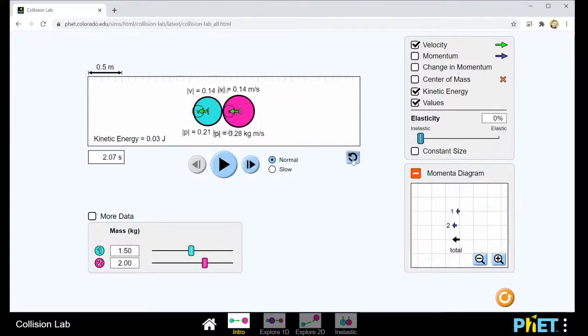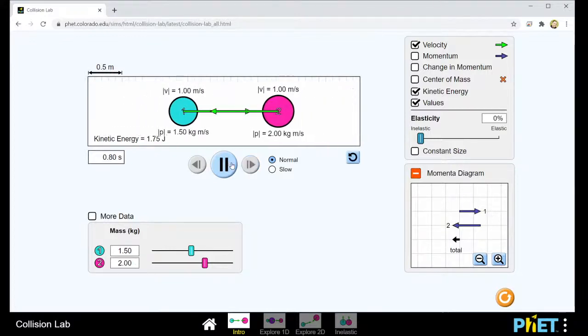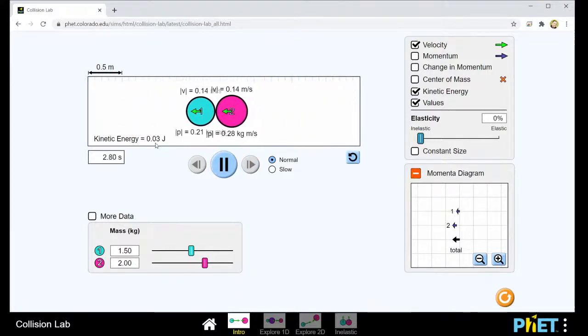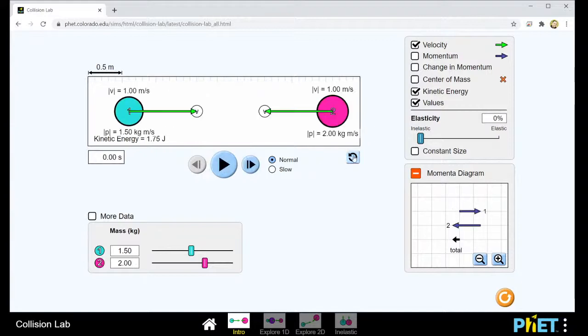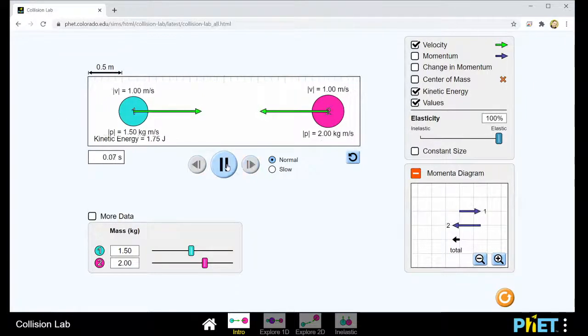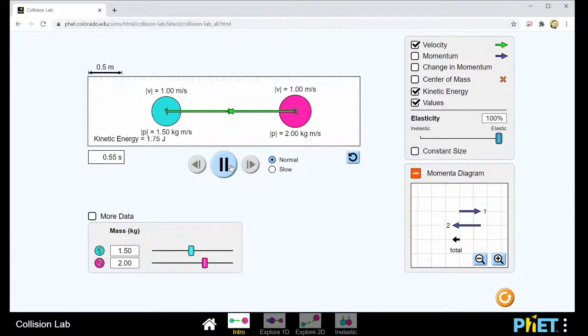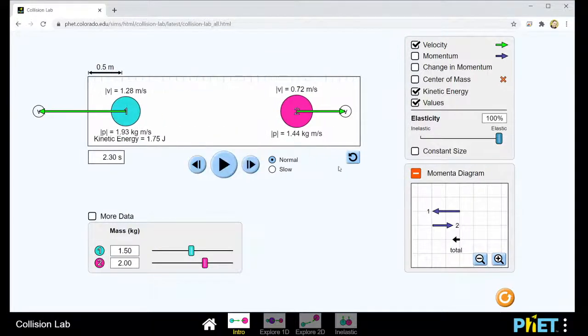Okay, so for the inelastic case, boom, they stick together, the kinetic energy drops. You start out with 1.7 joules. The energy drops to almost zero. For the elastic case, the kinetic energy doesn't change. Okay. Sorry, I keep forgetting to switch my sources.